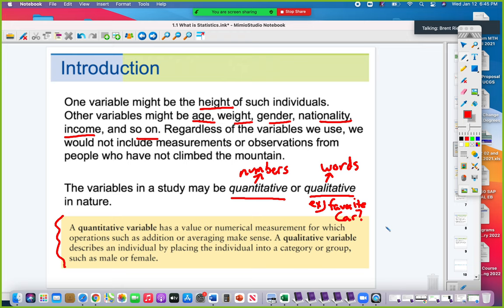Now I will say, just because it's a number doesn't mean its quantity means anything. And that's what we're gonna get into in actually 1.3. We'll start talking about our data being different levels of measurement, okay? So notice here it says a quantitative variable has a value or numerical measurement. A qualitative variable describes an individual in a category or group, and specifically they say male or female as an example, okay?